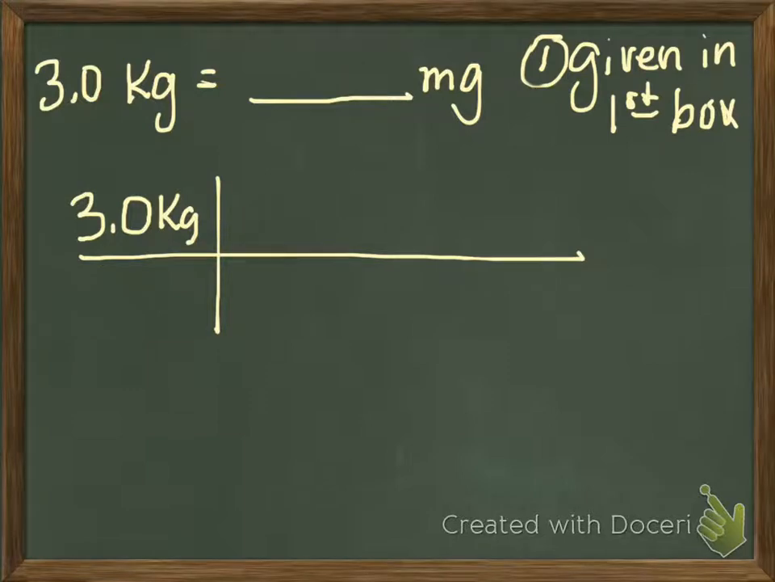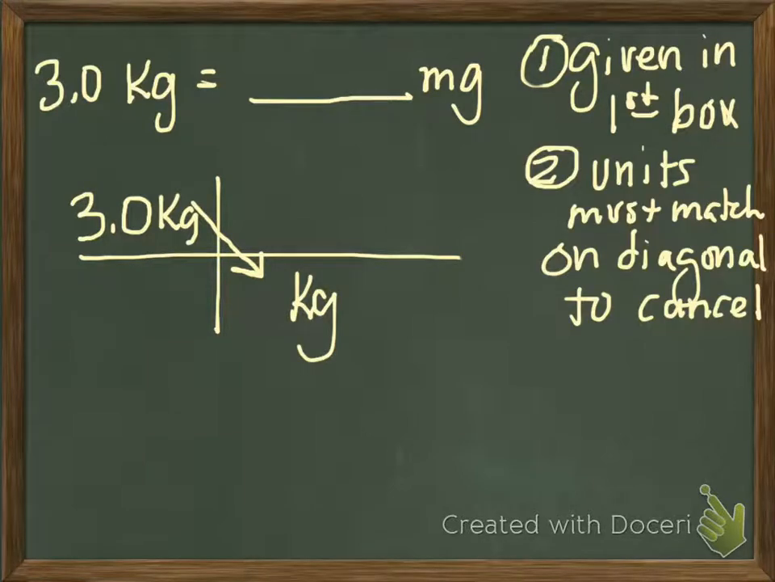Okay, our second rule, when you look at the box on a diagonal from your first box, the units there have to match the units in your first box. So the units that we're going to put down on the bottom are kilograms. This allows us to cancel our units as we go, and that's what we need.